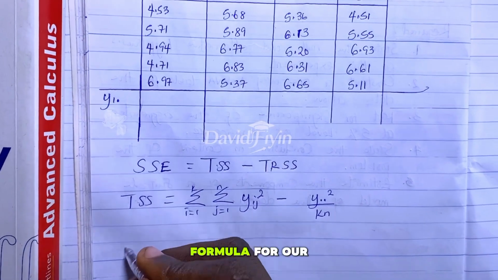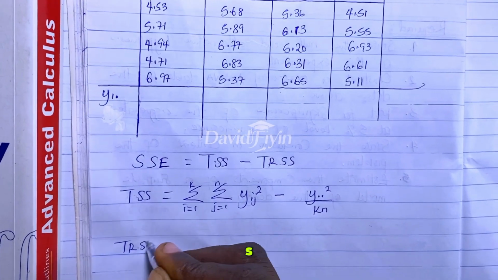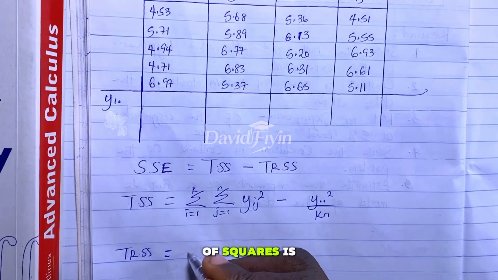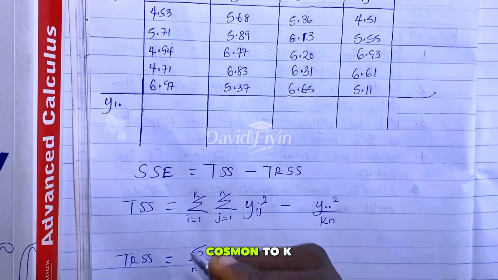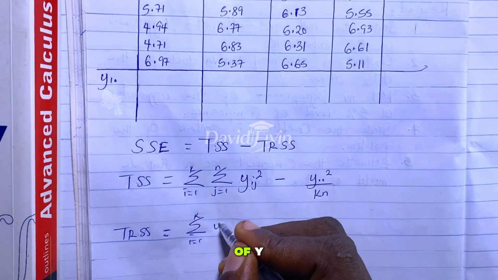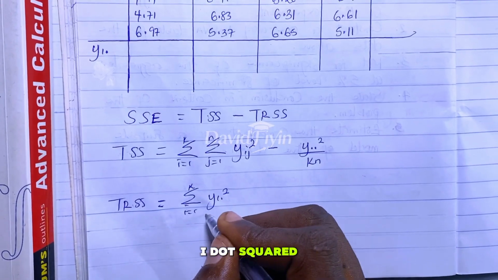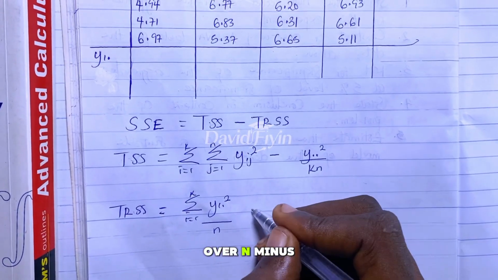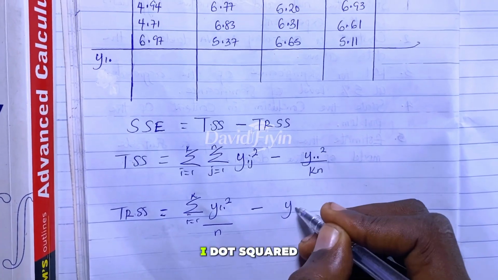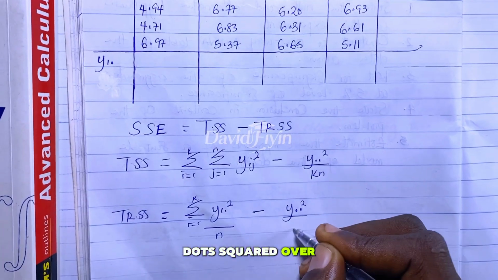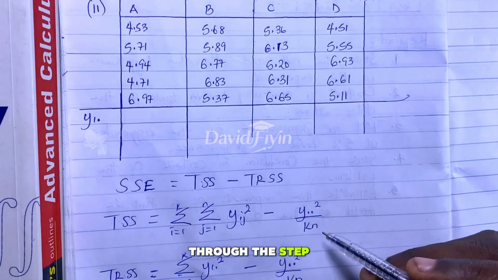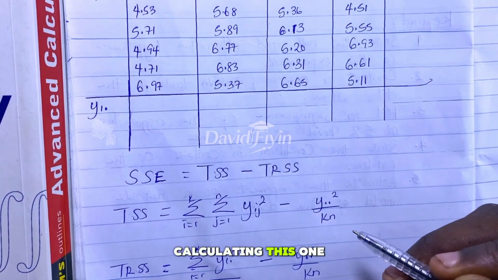The treatment sum of squares is the summation of i equals 1 to k of y_i dot squared over n, minus y dot dot squared over kn. So let's go through the steps of calculating this one by one.